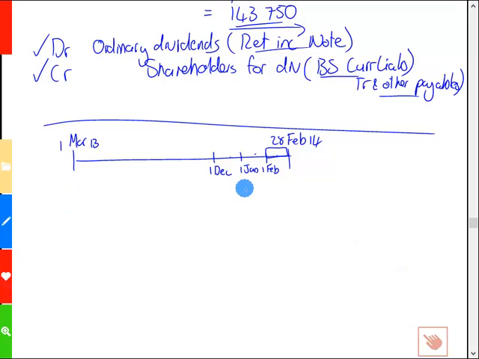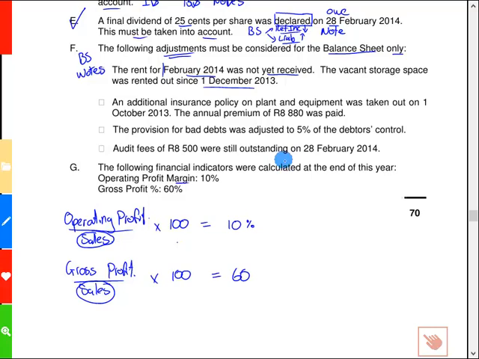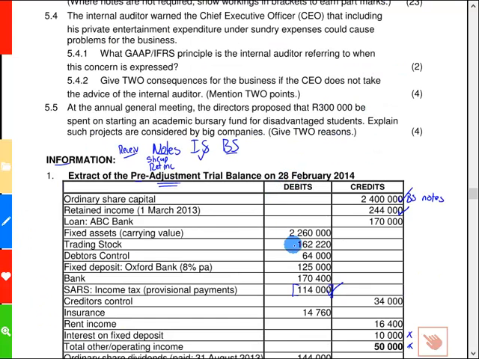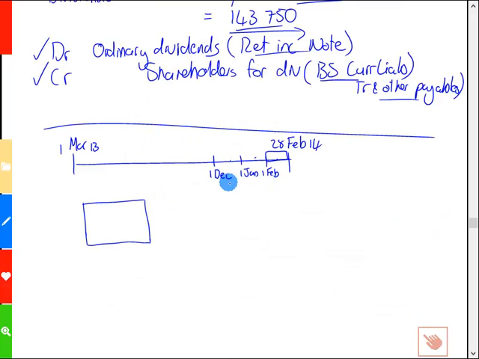Okay, so let's look at our situation. We've got a vacant storage space here. There it is, and we're renting this out. Now let's look at what our pre-adjustment trial balance says about rent income. It says we've got rent income of 16,400. So pre-adjustment trial balance says rent income is 16,400. How many months rent does this represent?